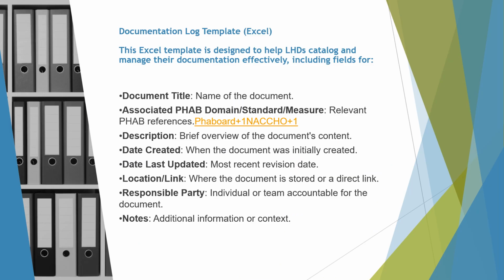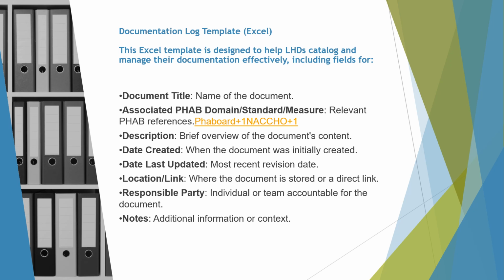So I just wanted to share an example here of a documentation log template. You don't have to use it, but these are the fields you might consider. Just a documentation title, and you might even put the whole file path in this field, so the folder and the file name, the PHAB domain and measure it ties to, a description of the document's content, the date it was created, and then the date it was last updated. Again, the location or the link, so if it's on SharePoint or if it's in a folder, just trying to keep track of where that's at.